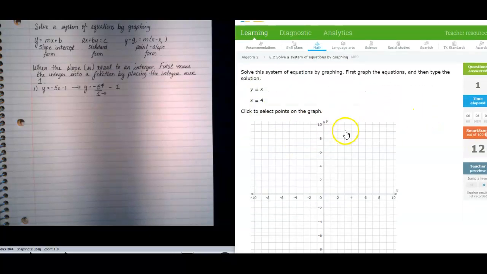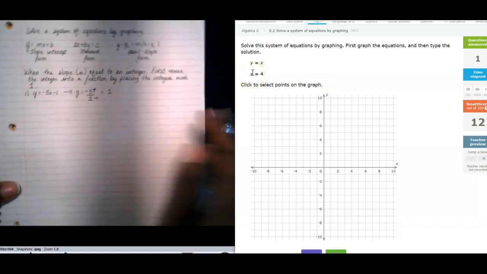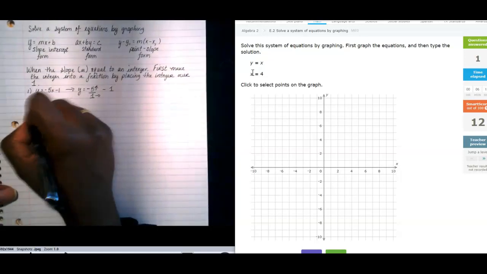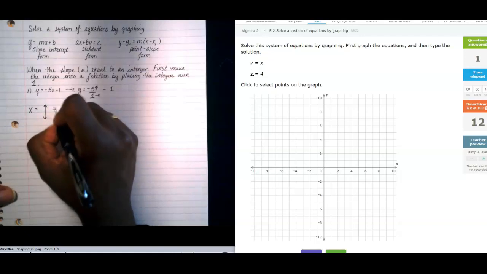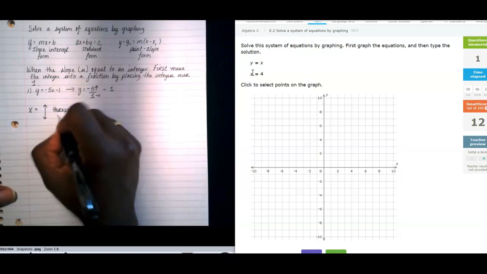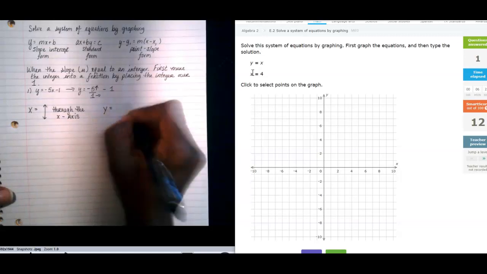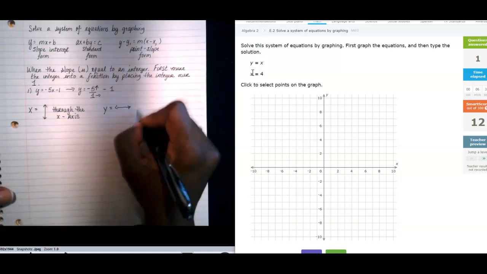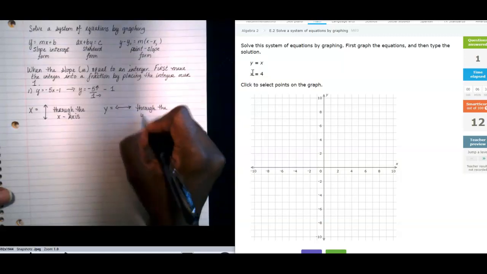All right, let's look at number 2. Solve a system by graphing. Now, if you remember from last year, we talked extensively about what a line equals. Let me add this to our notes up here. If you have x equals, it is a vertical line that goes through the x-axis. On the other hand, if you have y equals, it is a horizontal line that goes through the y-axis.